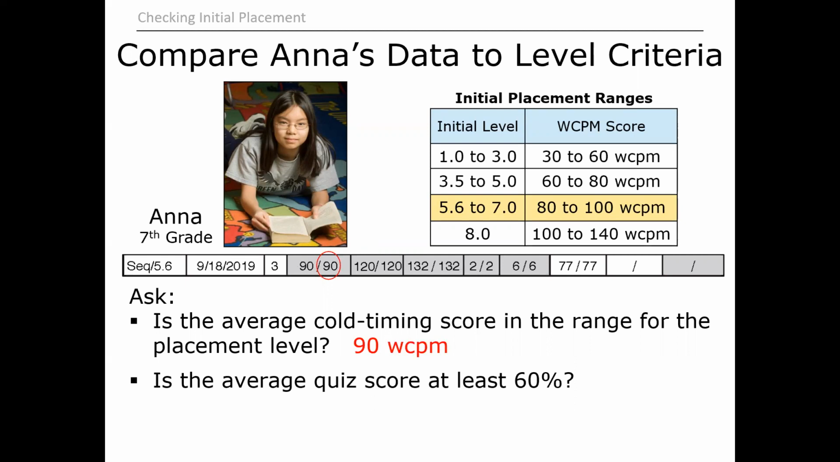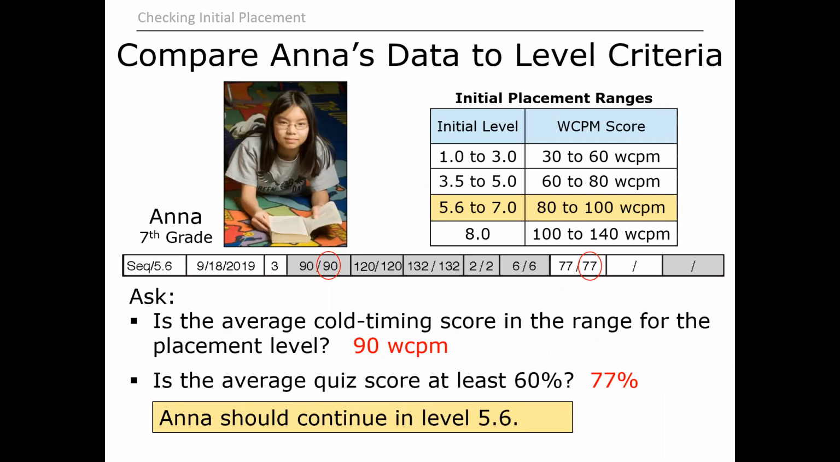So if on placement day Anna were to have read 90 words correctly on level 5.6, the computer would have said, this is the right level for her. Choose this level, okay? So do we think that we should keep her in this level? We do, because her quiz is at 77. It's not where we want it ultimately, but it's definitely not too low to where we would want to lower her. So her fluency rate is within the range and her quiz is good enough. We're going to keep her going in level 5.6.